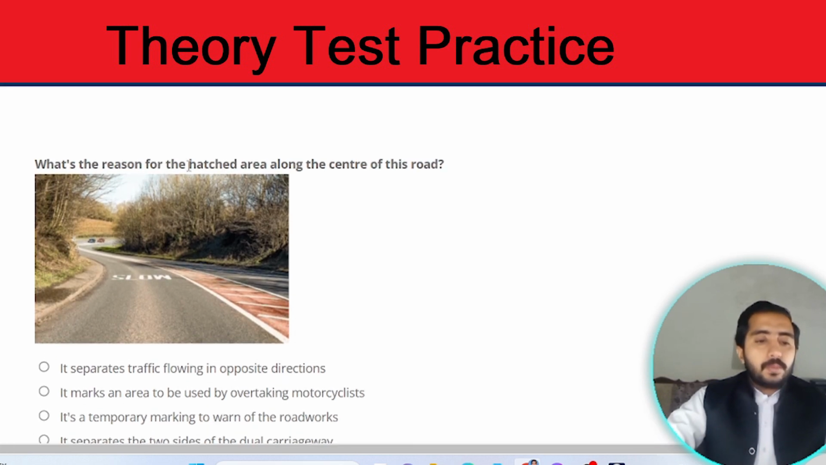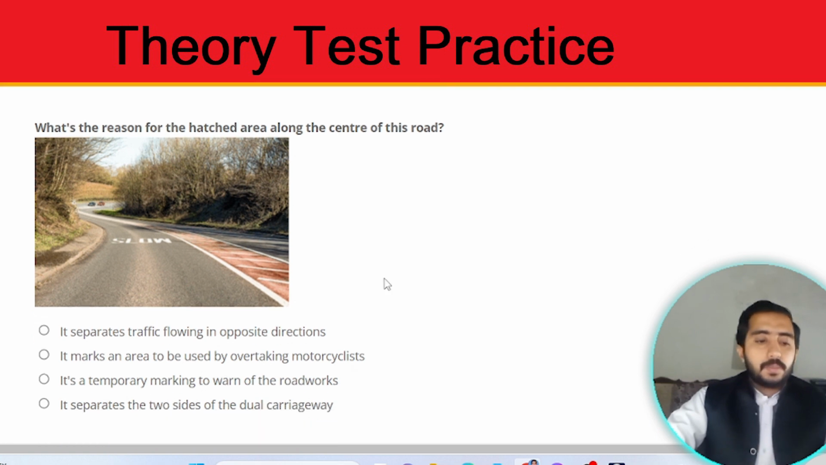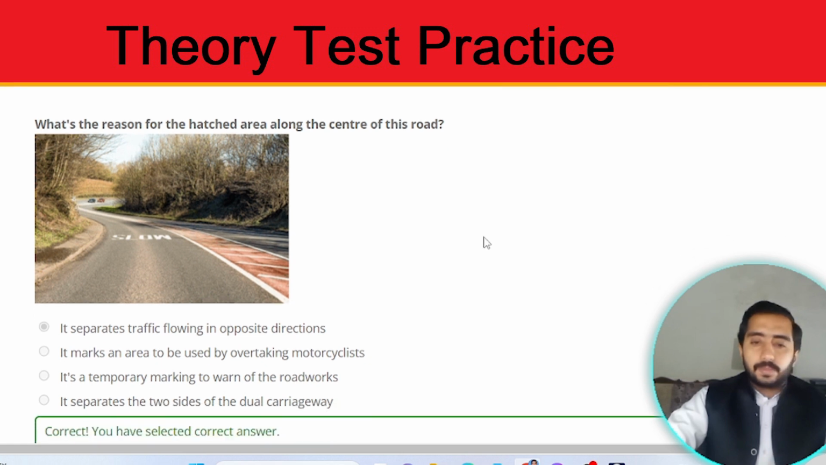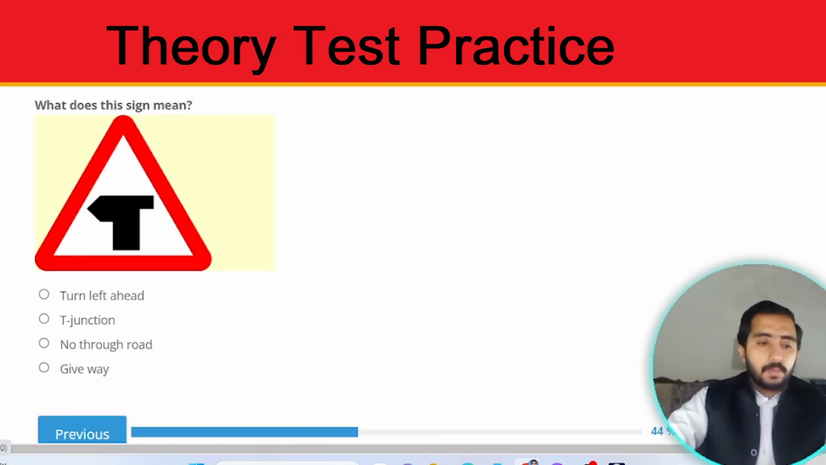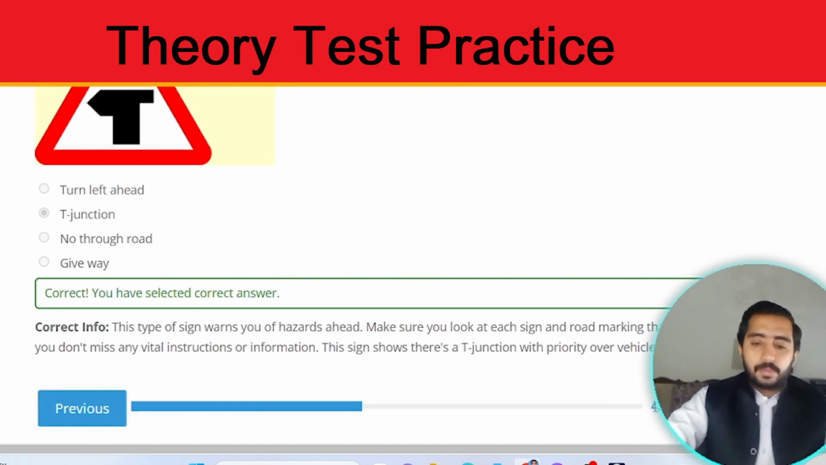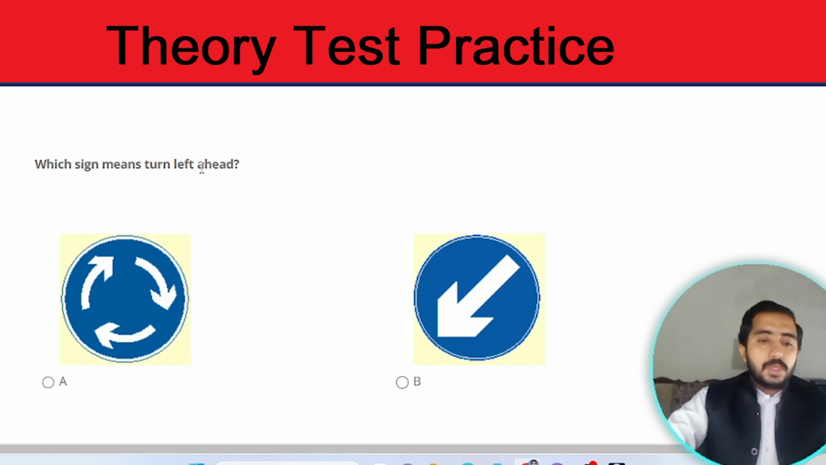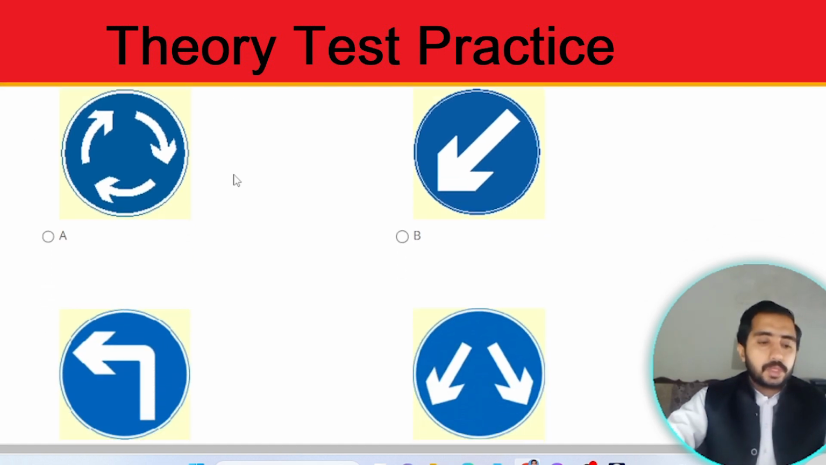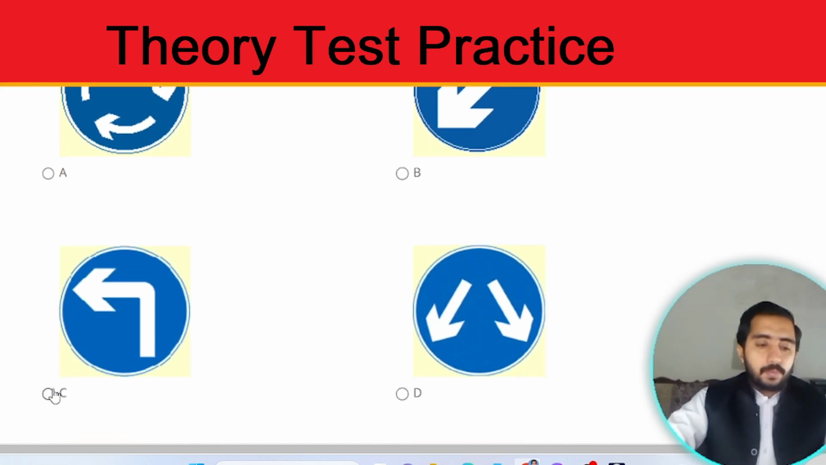What's the reason for a hashed area along the center of the road? It means that it separates traffic flowing in opposite directions. Next one. What does this sign mean? This sign is represented by a T junction. Which sign means turn left ahead? Which sign is represented for the left ahead movement? Option number C.